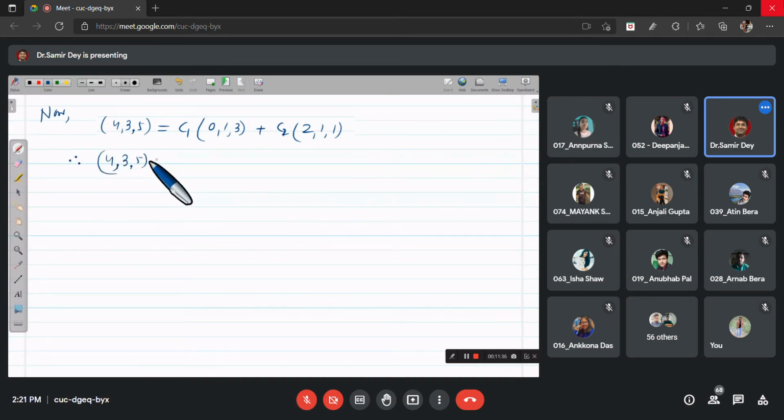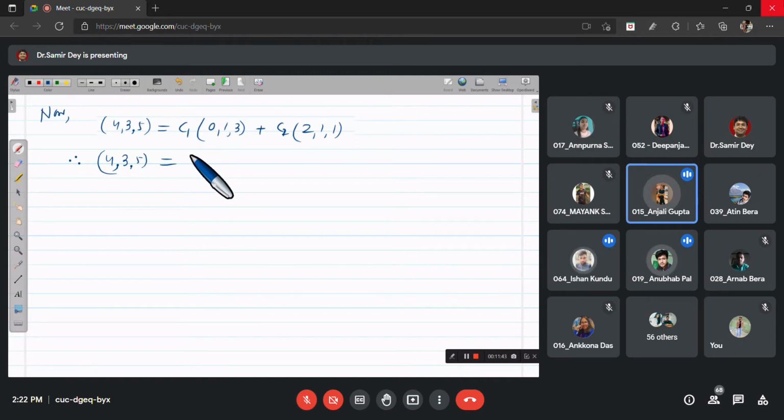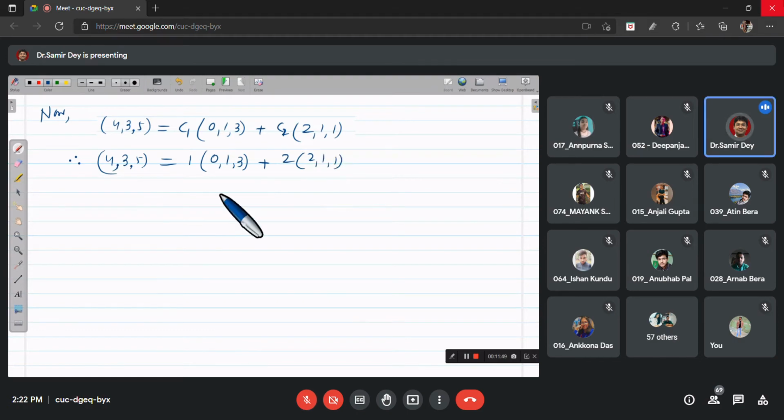Now you write down, therefore, (4, 3, 5) is equal to, what is your C1? What is the C1 value? 1, sir. C1 equal to 1. Now we can check. Is it clear? Yes, sir. So you can write down alpha is equal to 1 beta plus 2 gamma.